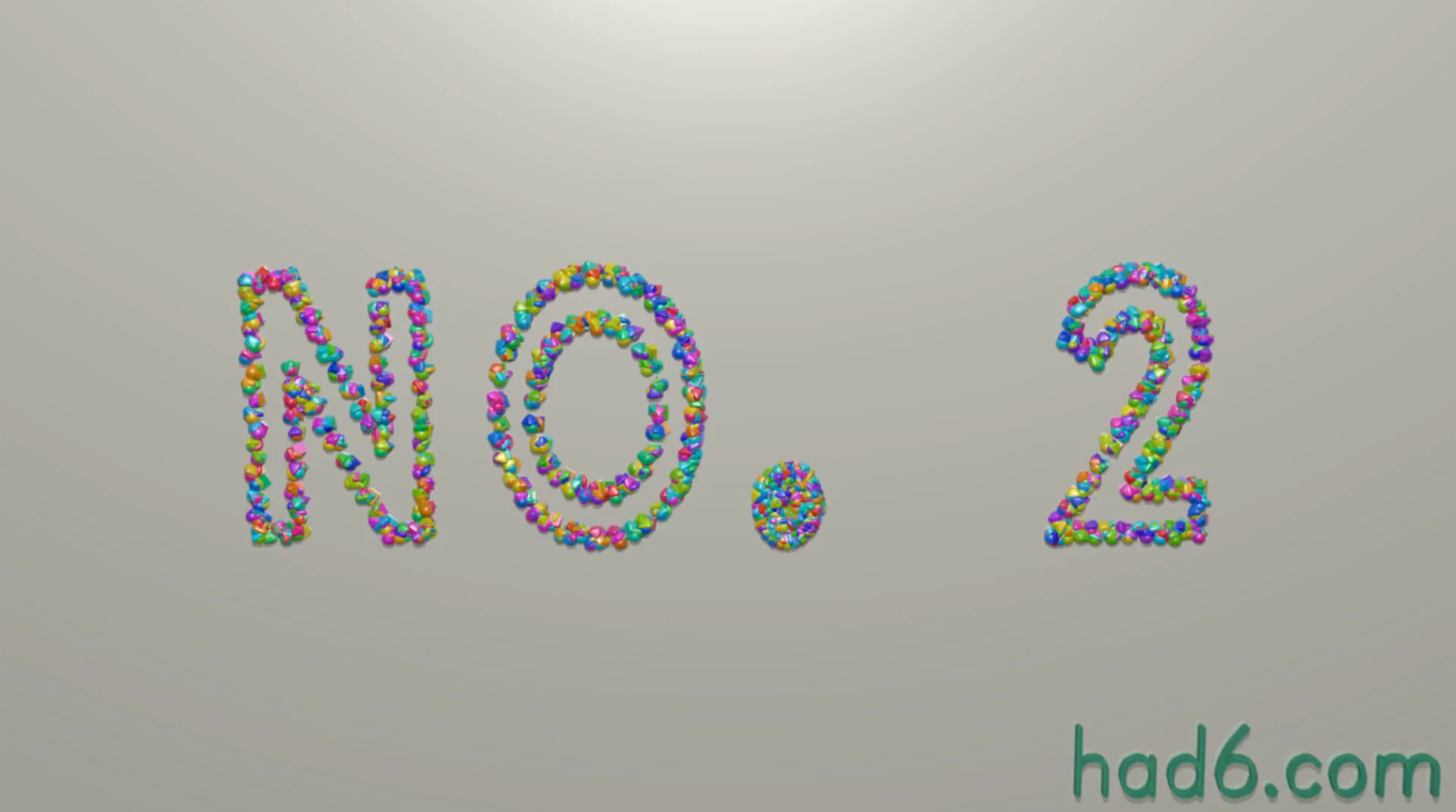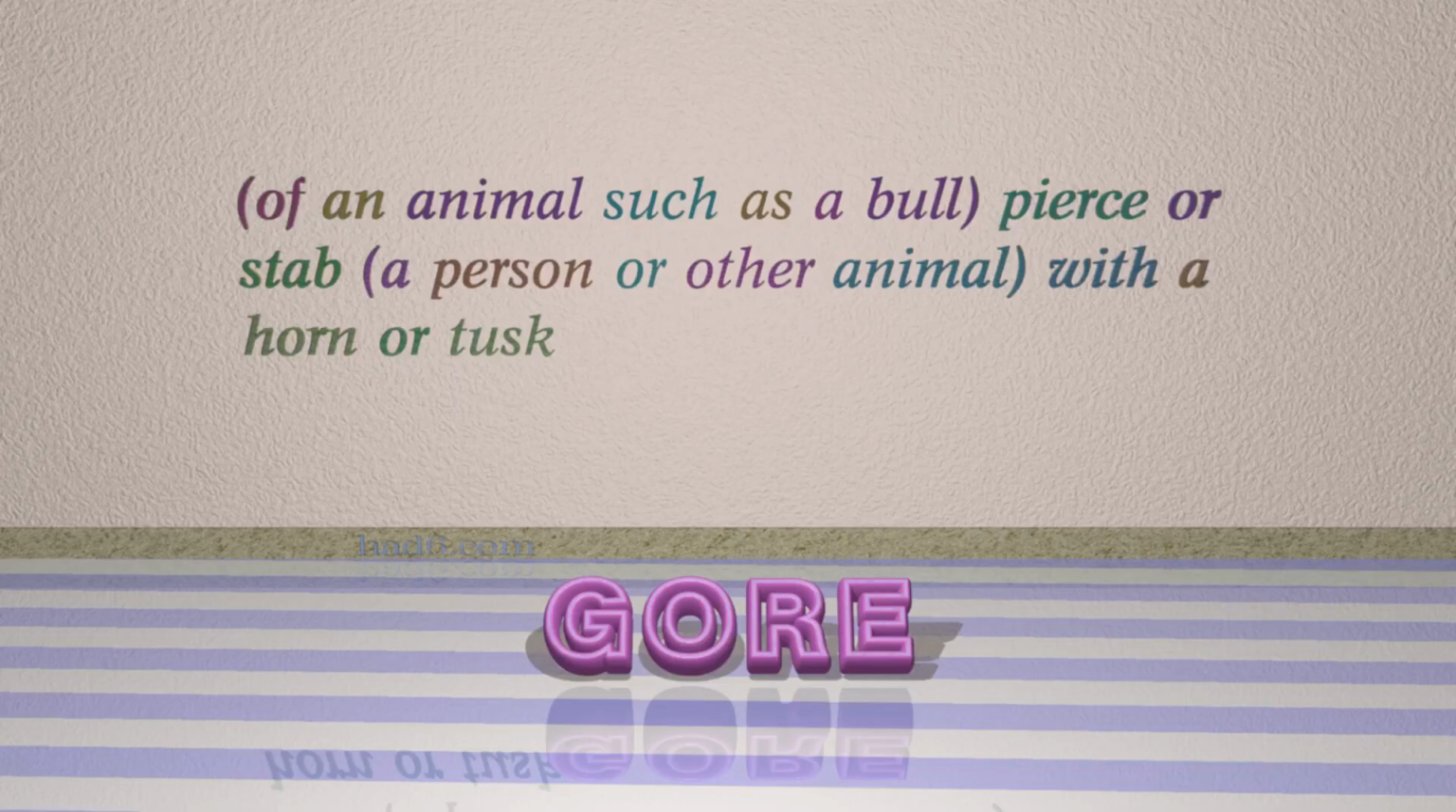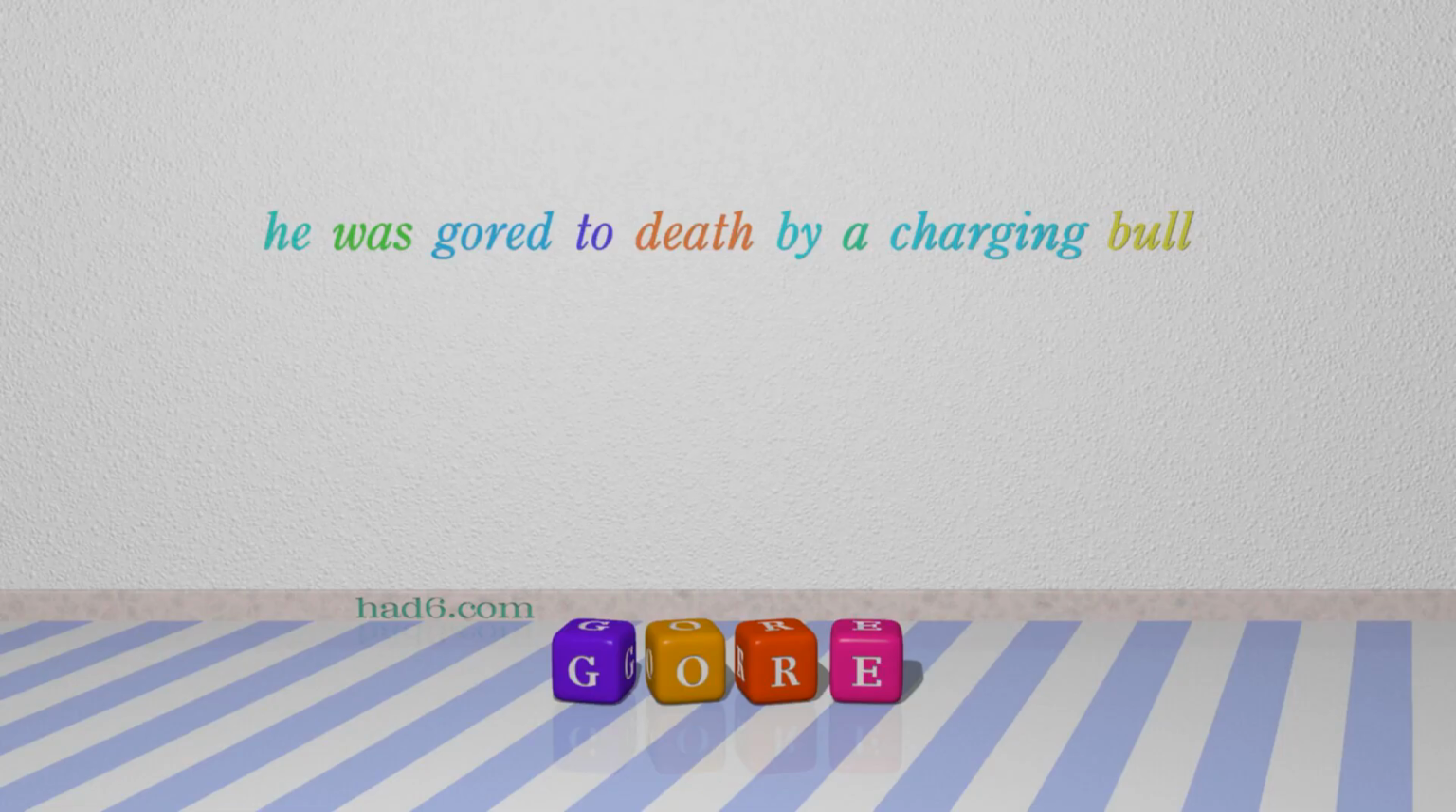Number 2. Gore, which means of an animal such as a bull pierce or stab a person or other animal with a horn or tusk. Gore. For example, he was gored to death by a charging bull.